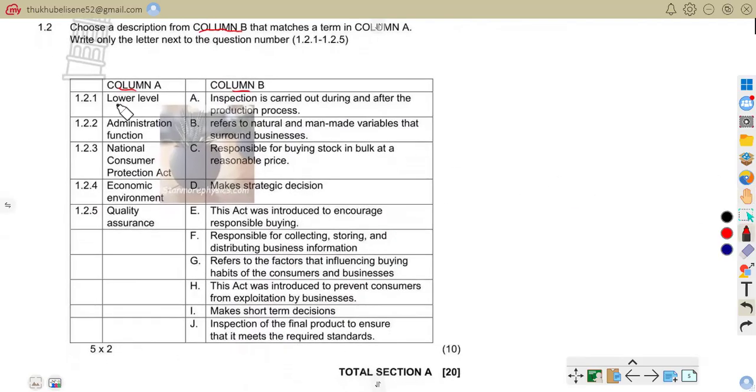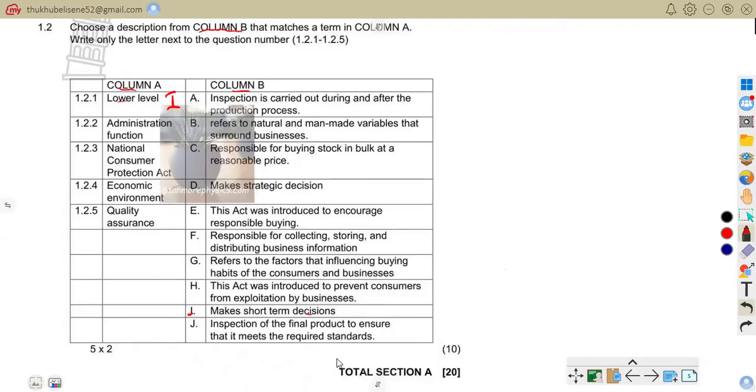So 1.21 says lower level management. That is the term we're given in column A. We want a description that matches this lower level. If you go through all these descriptions, you can see that I matches 1.21. The lower level managers make short-term decisions. They don't make long-term decisions. Long-term decisions are made by top management. So the correct answer there is I.